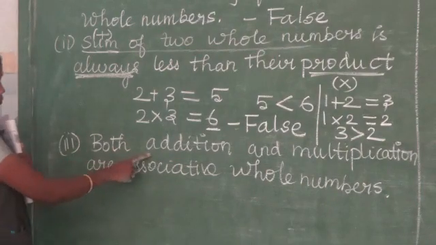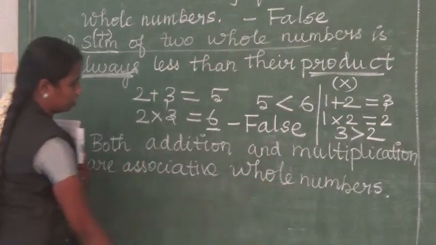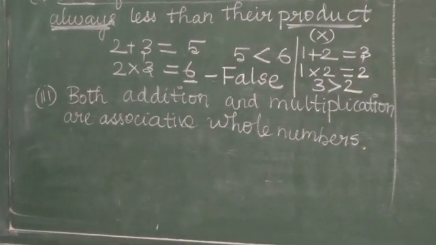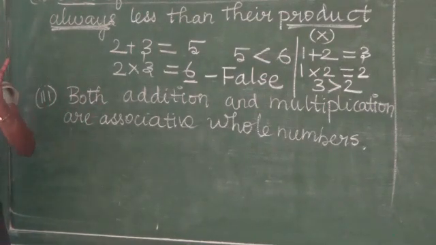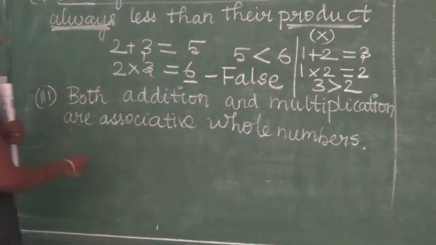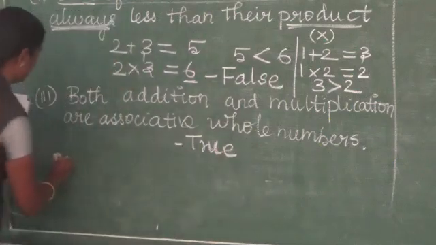Question number 3, both addition and multiplication are associative whole numbers. Is it true, yes or no? For associative property, addition and multiplication will satisfy, subtraction and division are not satisfied. So the given statement is true.